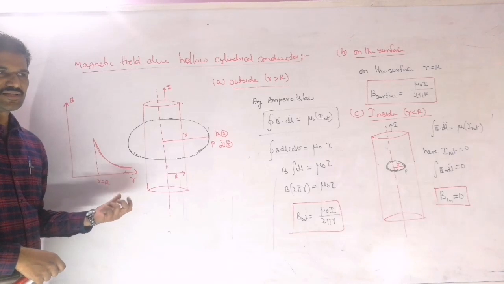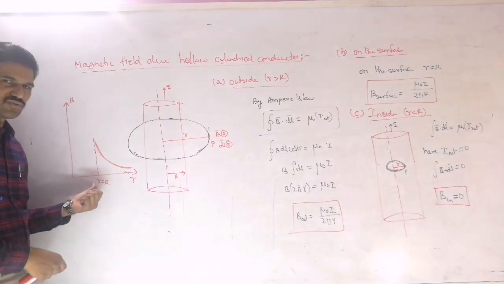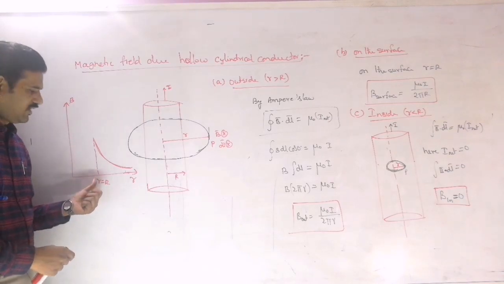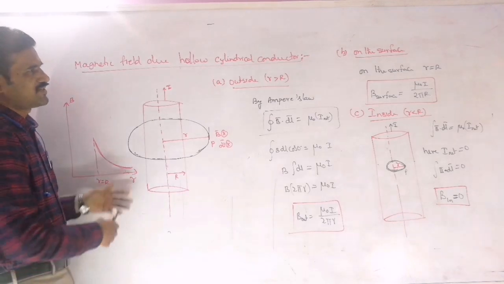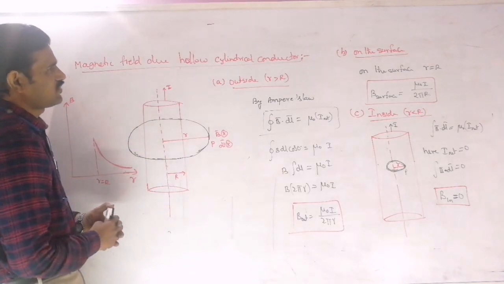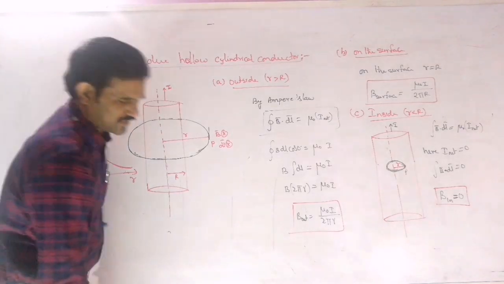And sometimes they will ask whether it is continuous or discontinuous. It is discontinuous here. From 0 to R there is no graph, there is no magnetic field. From R up to infinity you will get this magnetic field there, right? So once you have calculated this for the hollow cylinder, then you can calculate for the solid cylindrical conductor also.